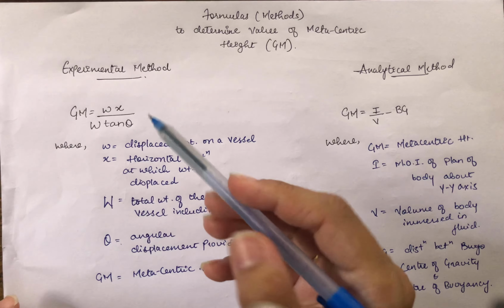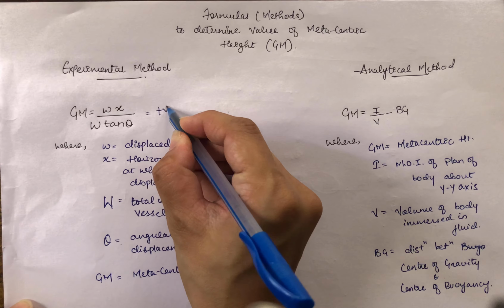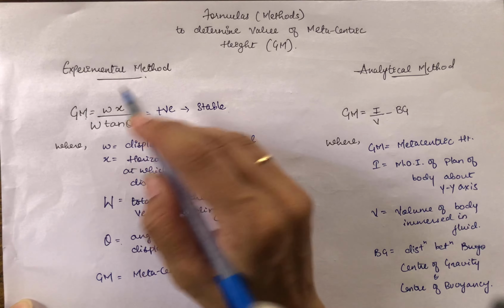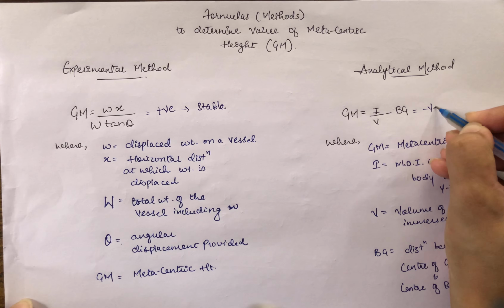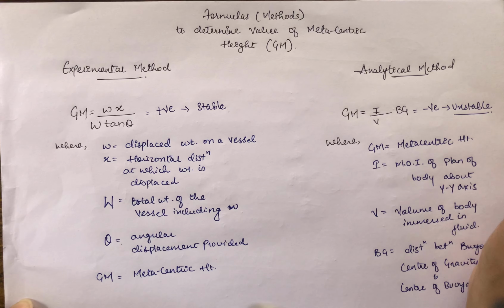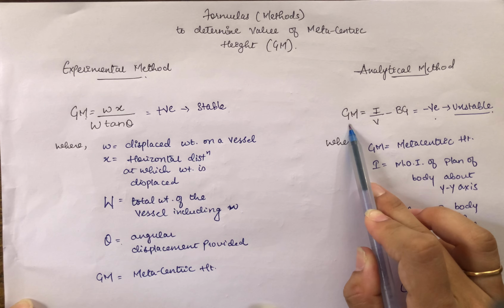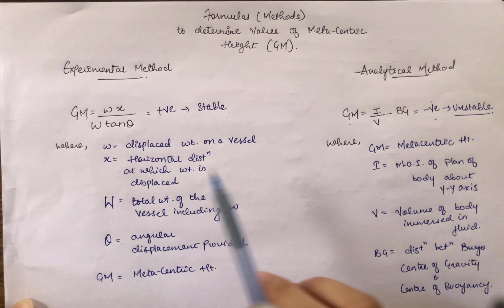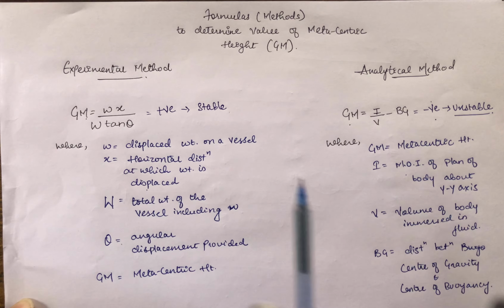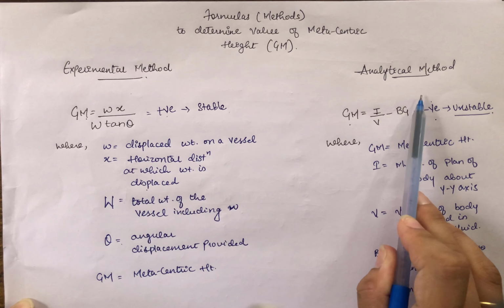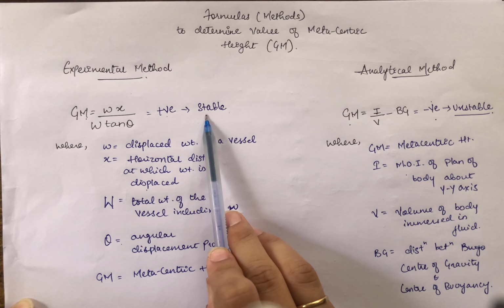If the value of metacentric height GM is positive, then the floating body will be stable, and if the value of metacentric height is negative, the floating body will be unstable. So if you are getting a negative value of GM through the analytical or the experimental method, then in that case the body will be unstable. And if you are getting a positive value of metacentric height through the experimental or the analytical method, then in that case the body will be in a stable condition.